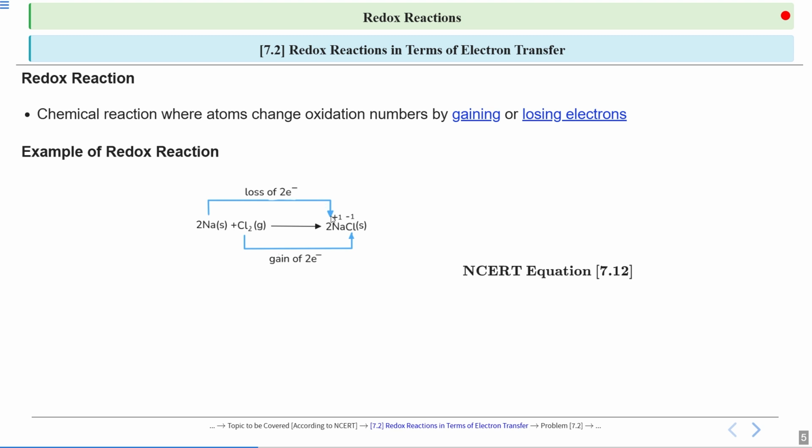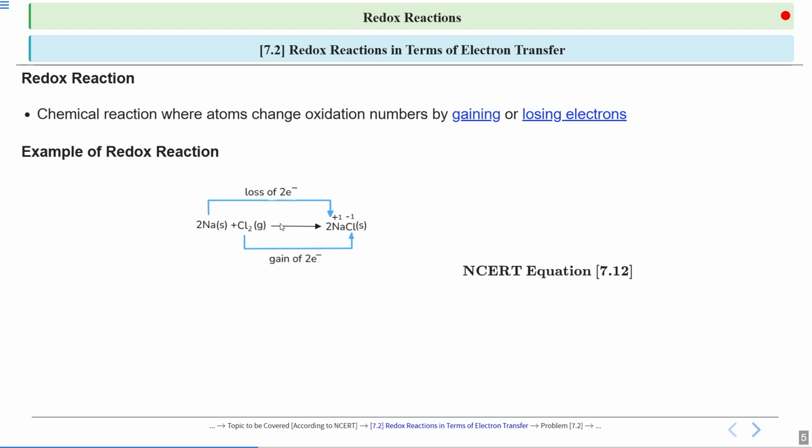Now, if we consider first the Na, in sodium the zero oxidation state has been changed to +1. What is this indicating? This is indicating that there is a positive change in oxidation number, which means there is an increase in the oxidation number of sodium. While if you look at chlorine, you will find that the oxidation number has been changed from 0 to -1. This means that the oxidation number for chlorine in this chemical reaction has been decreased.